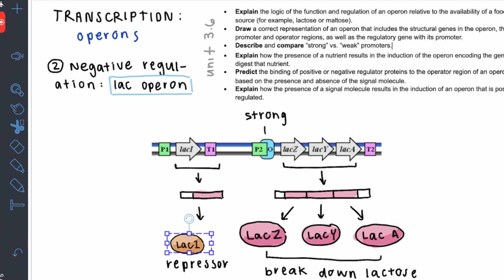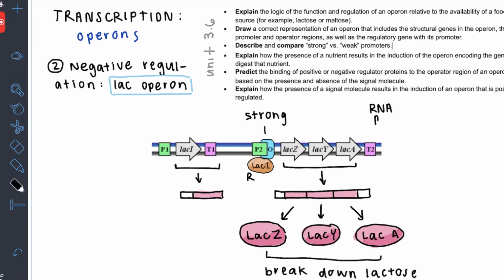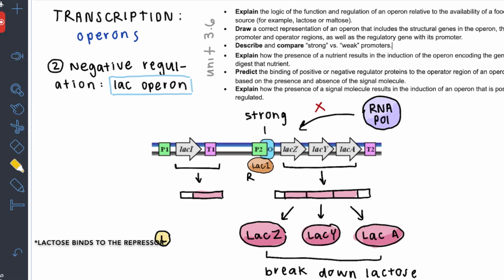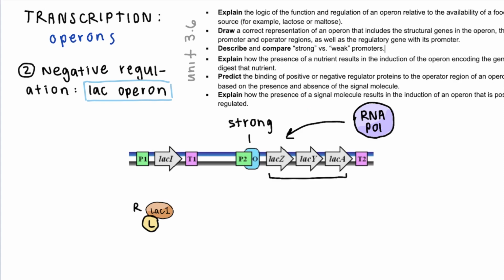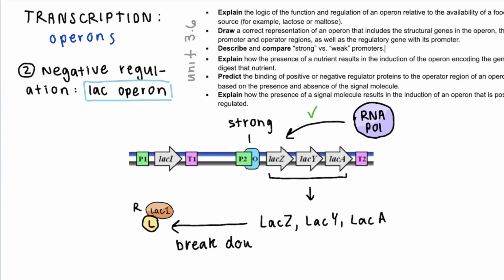This repressor is constantly bound to the operator, such that the promoter, which is a strong promoter, cannot recruit RNA polymerase. So in the normal state, in the absence of lactose, no transcription will occur because the repressor is bound to the operator. However, lactose binds to the repressor and moves it away from the operator, hence allowing the strong promoter to recruit RNA polymerase and transcribe the genes.